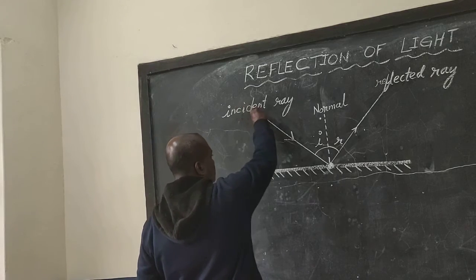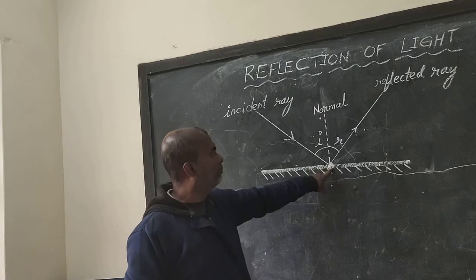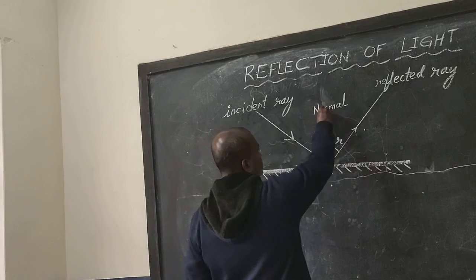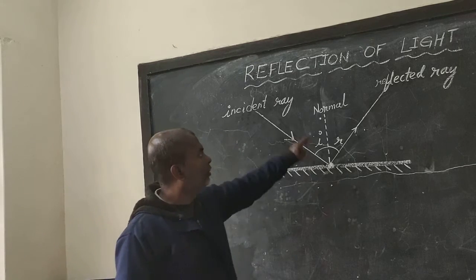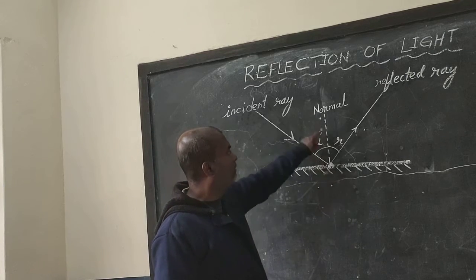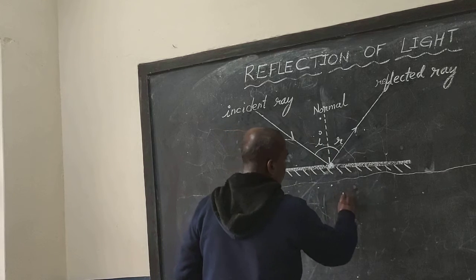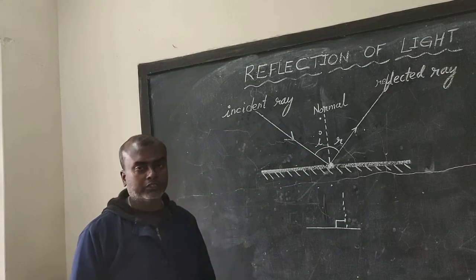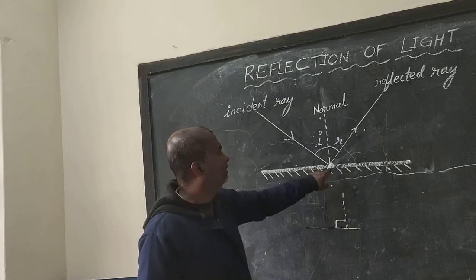So one ray of light is made to fall on this plane. Here is the point where it hits. From this point, an imaginary line is drawn, which is why this line is not a full line but a dotted line. Now this particular imaginary line is drawn at 90 degrees. This is the normal line, the dotted line. This is the surface of the mirror. Both of them stand at 90 degrees to each other.